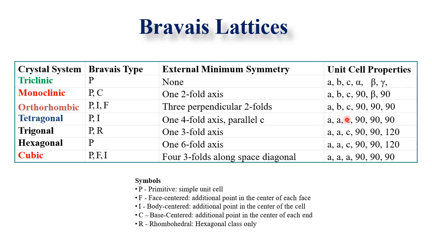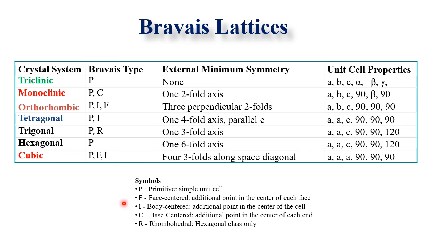In tetragonal we have two axes of equal length and the third axis, the vertical axis, is unequal, and the angles between them are 90 degrees, that is alpha, beta and gamma are 90 degrees. In trigonal we have two axes of equal length and one axis different from the two, and two angles are 90 degrees and one is 120 degrees. Then in hexagonal, we again have two axes of equal length and a third axis of unequal length. And in cubic we have all axes of equal length, and alpha, beta and gamma are all 90 degrees.